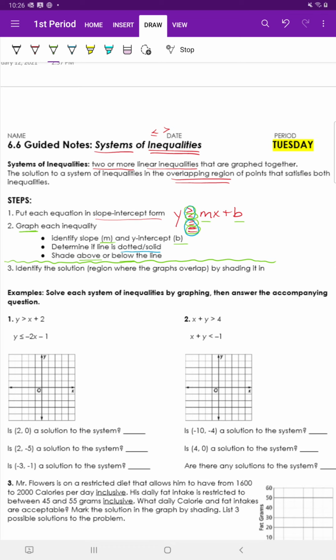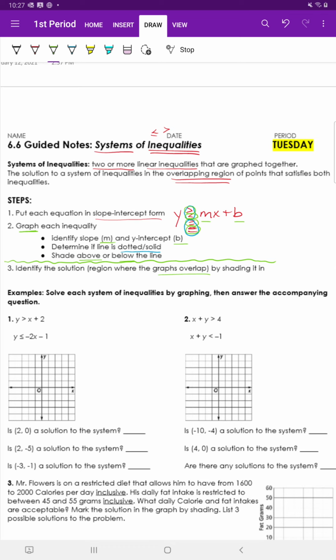So we have a new step now. Now we're going to identify the solution. And the solution has to be a solution to both inequalities. So you're going to have shading from both lines. We need to find the shaded area where both of the graphs overlap. This is going to make a lot more sense once we do a quick example.